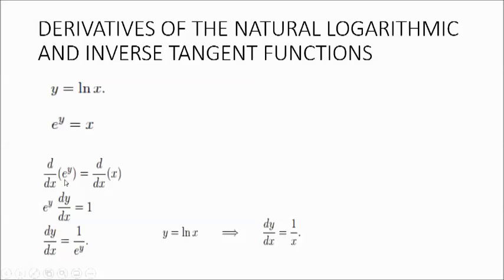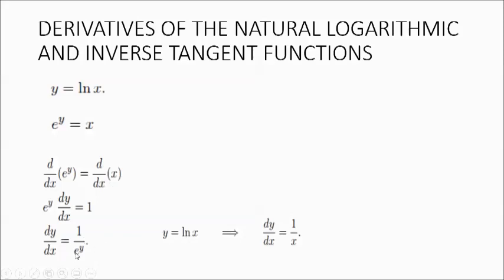Derivative nito is copy, and then derivative ng y is 1 multiplied by dy over dx. Derivative ng x, class, is 1. Okay? So dy over dx, yun yung kukunin natin. Ibaba si e raised to y. So 1 over e raised to y.